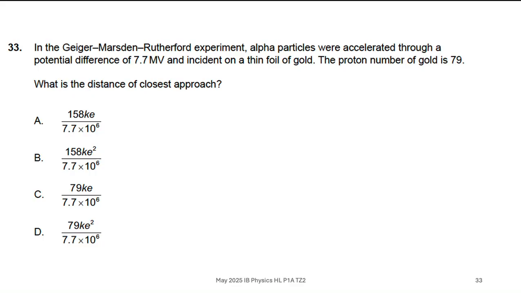Okay, so we've got the Geiger, Marsden, Rutherford experiment. Pretty sure it used to be called the Rutherford experiment when I was at school, but they've obviously changed that, so no worries there. And we are firing alpha particles, and they've been accelerated, and they're incident on gold. We know the proton number, and we want to know the distance of closest approach. I think it's a really nice question because it's a good understanding of your application of energy conservation. So let's talk about that.